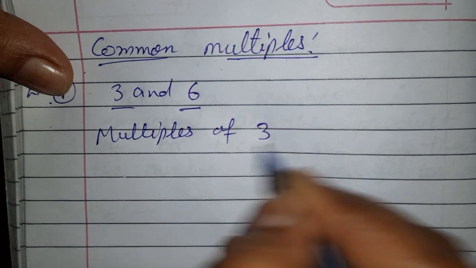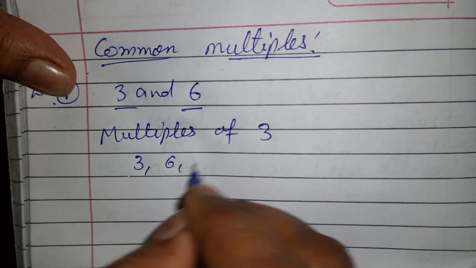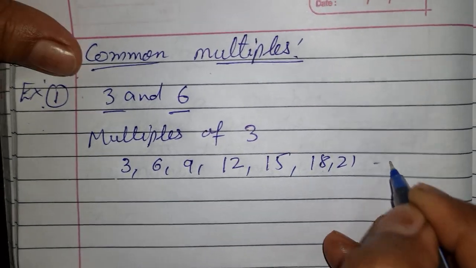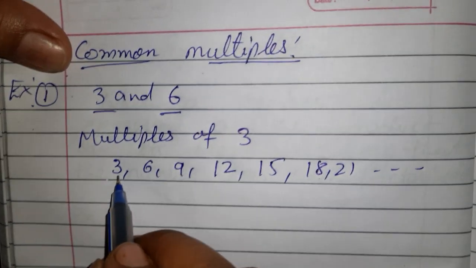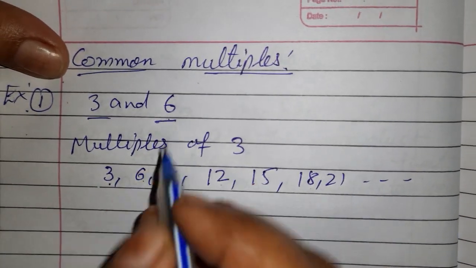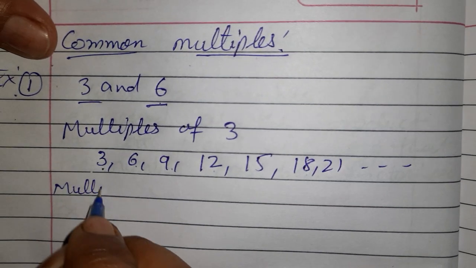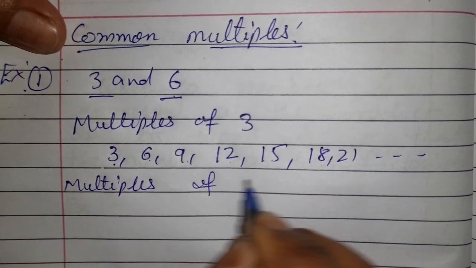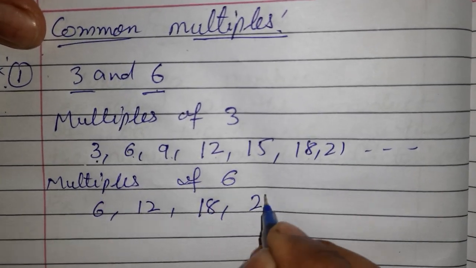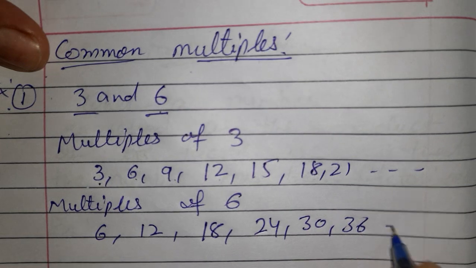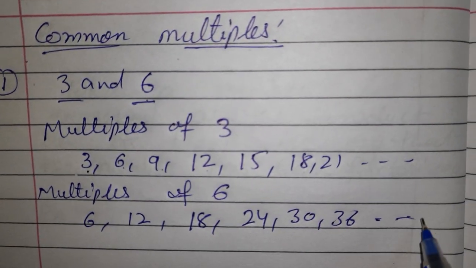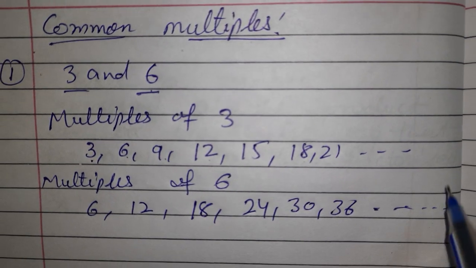Multiples of 3: it is the table of 3, that is 3, 6, 9, 12, 15, 18, 21 and so on. Now what are the multiples of 6? Multiples of 6, write the table of 6. That is 6, 12, 18, 24, 30 and 36 and so on. Why "and so on"? Because multiples are infinite.